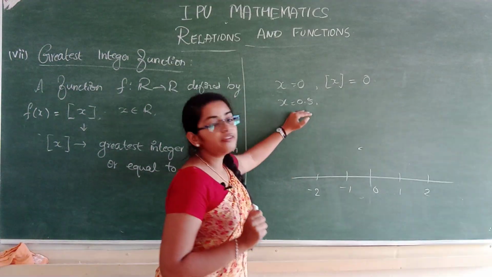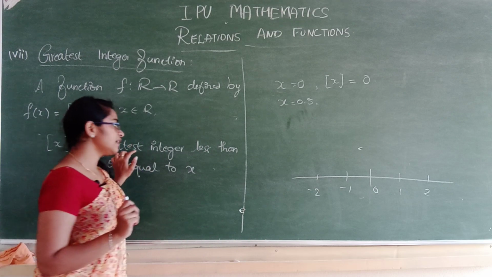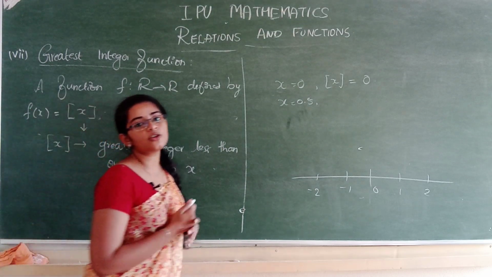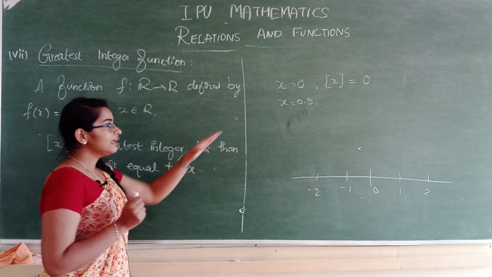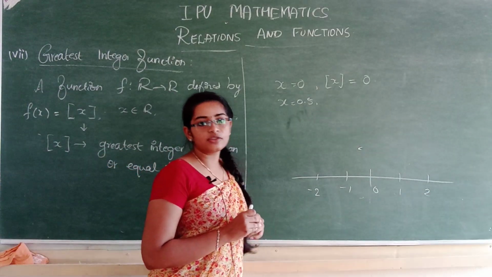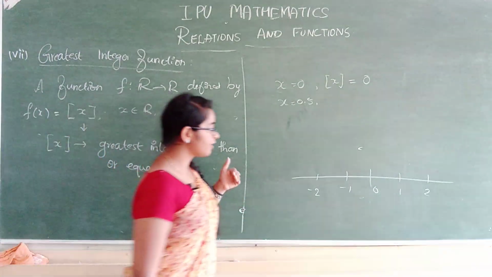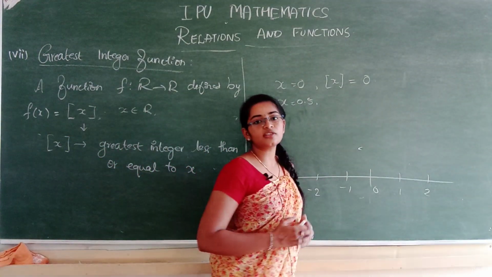See, 0.5 is not an integer. What is the greatest integer less than or equal to 0.5? Clearly, 0.5 is not an integer, so we can't write 0.5. What is the greatest integer less than that? Look at the integers that are below 0.5.